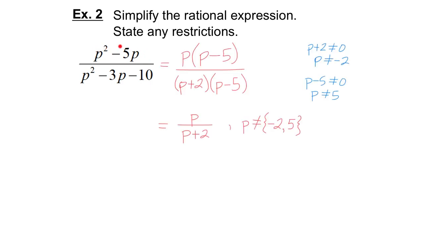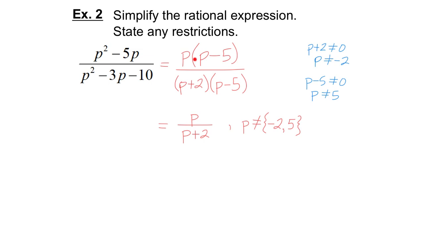The numerator has a common factor of p, and we're left with p minus 5 as the other factor. The denominator is a simple trinomial, and when I factor it, I get p plus 2 times p minus 5. Off to the side, I think about that zero product property. P plus 2 can't be 0, which means p can't be negative 2, and p minus 5 can't be 0, which means p can't be 5.